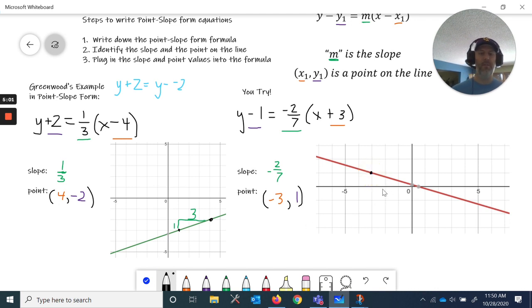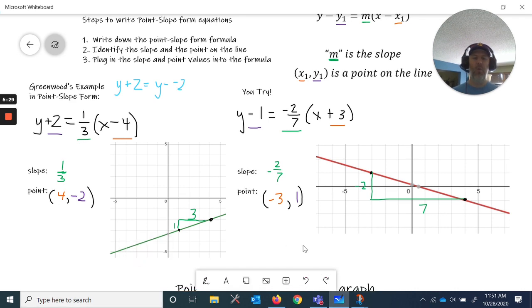It crosses at grid lines. My slope is -2/7, so -2, 1, 2, and to the right, +7, 1, 2, 3, 4, 5, 6, 7, and sure enough, there's another point. So I can draw my slope triangle. That one looks a little better. So -2 and 7. And so there's my slope labeled. So there's kind of a visual to go with that, okay?